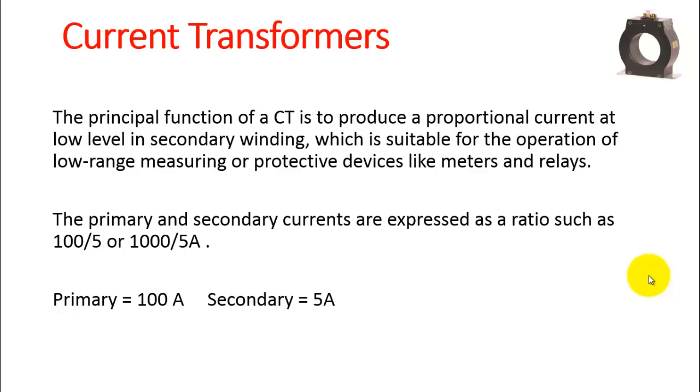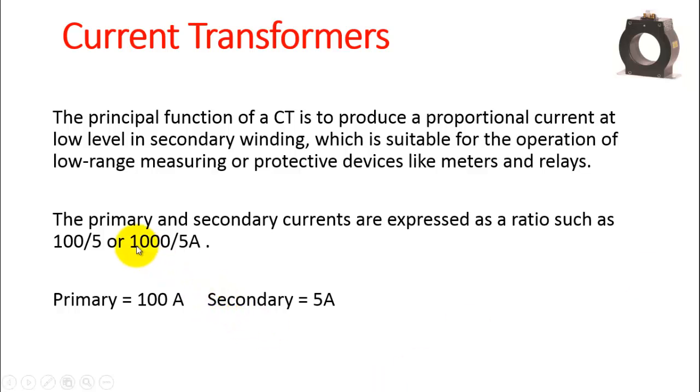Like all other transformers, the current transformer tends to transform the current from high level or high magnitude currents that flows in the primary to the equal proportion at low level in the secondary winding, which can be used with the measuring instruments or the protective devices like relays.